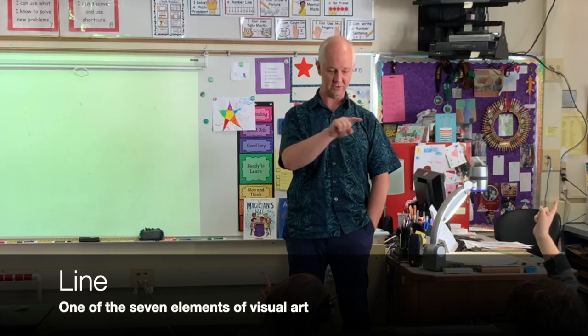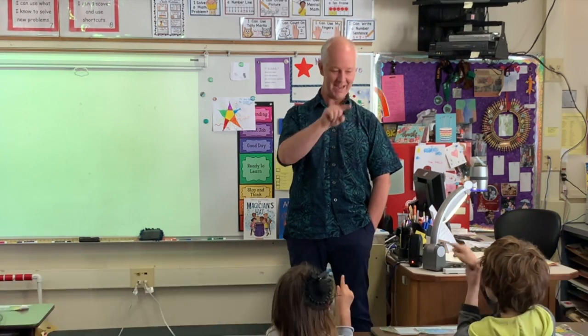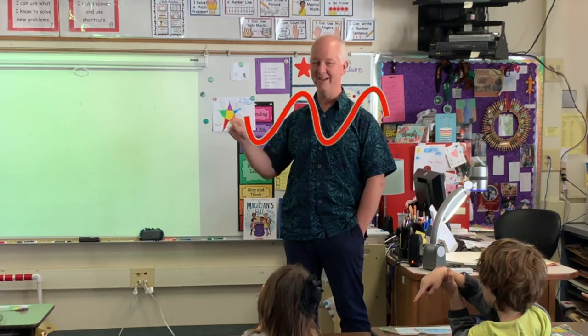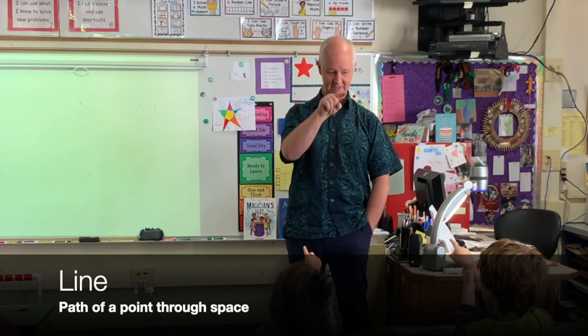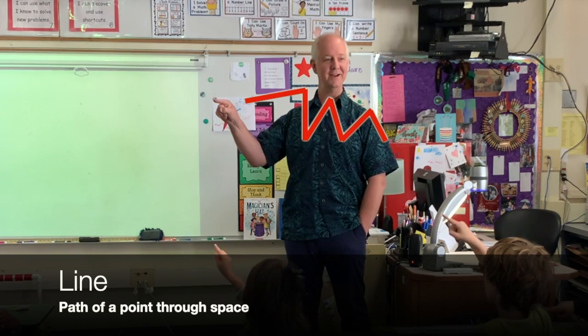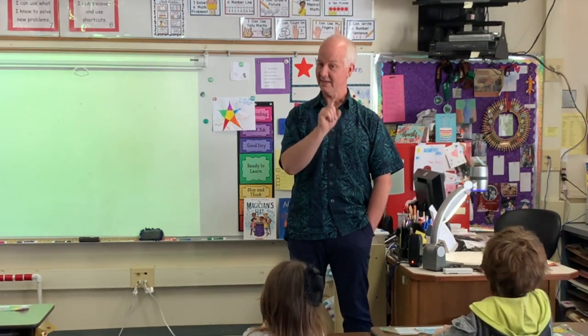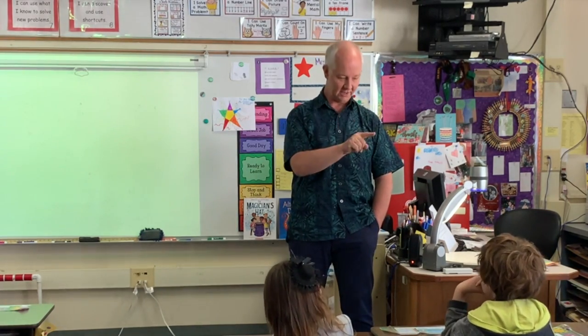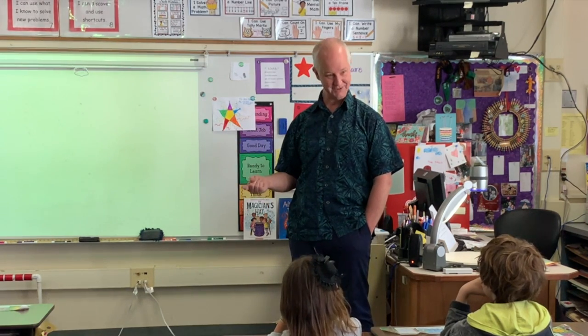Now this time, instead of drawing a straight line, how about a wavy line? Start, wavy line. There you go. Finger in the air. Start. Zigzag, zigzag, zigzag. There you go. Different kinds of lines, right? Now you might notice that every time we drew a line, we started at one place and we ended at a different place. Did you notice that?